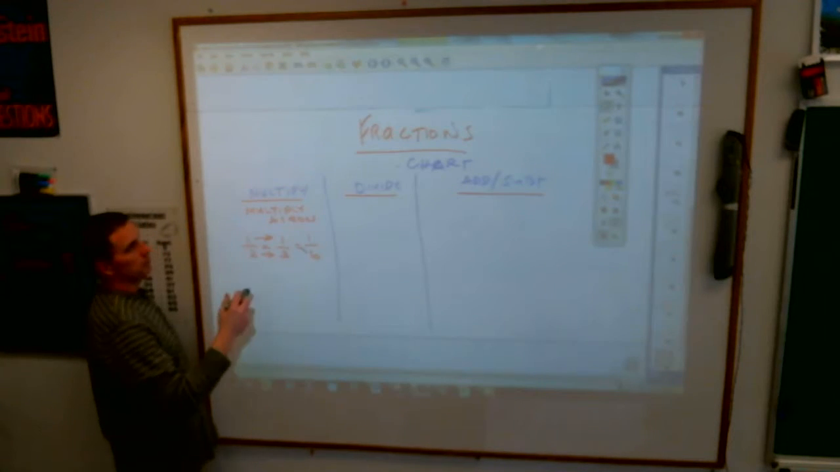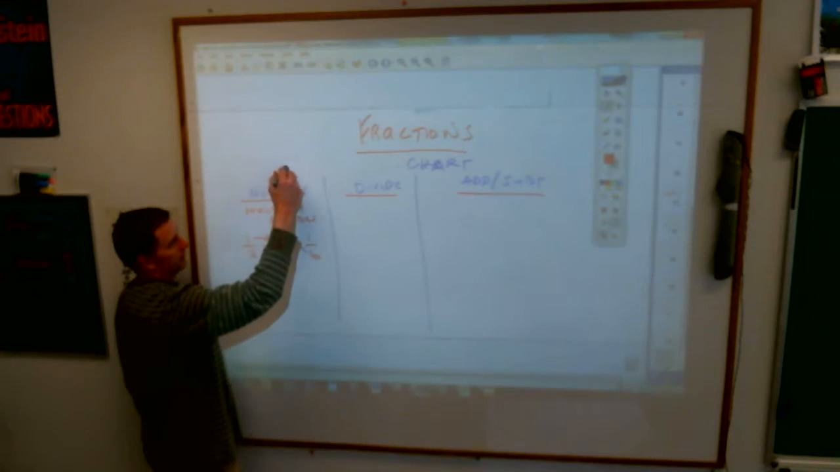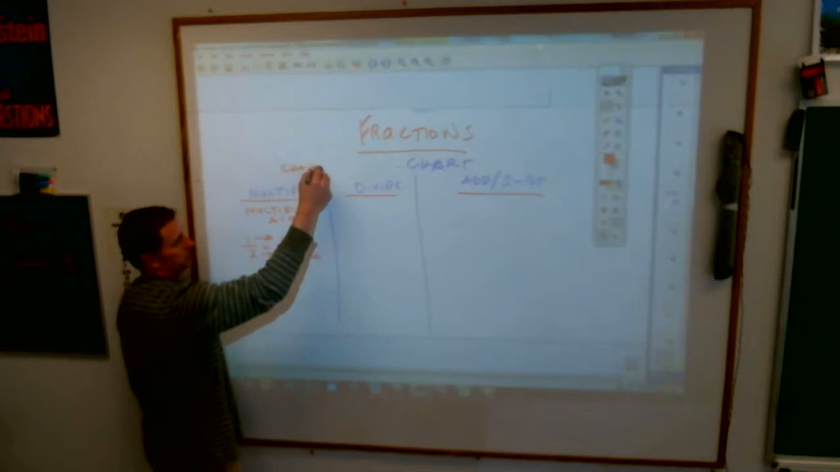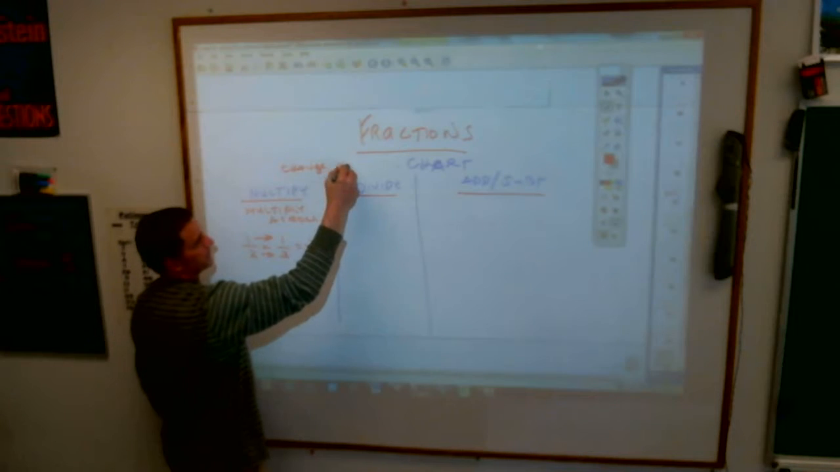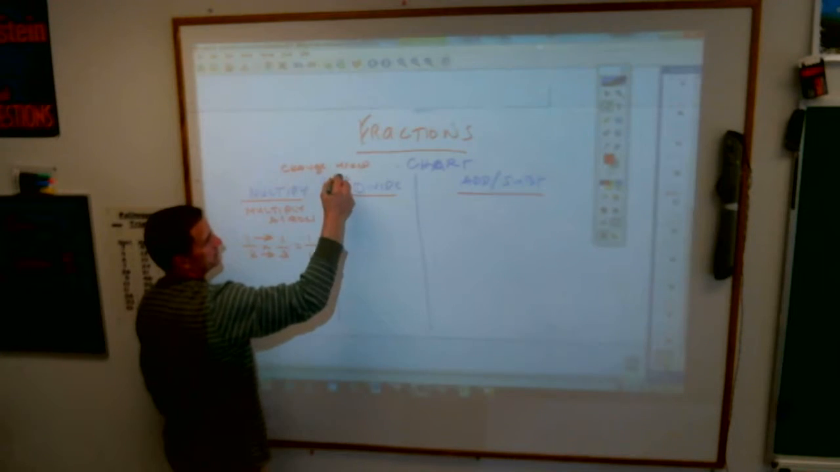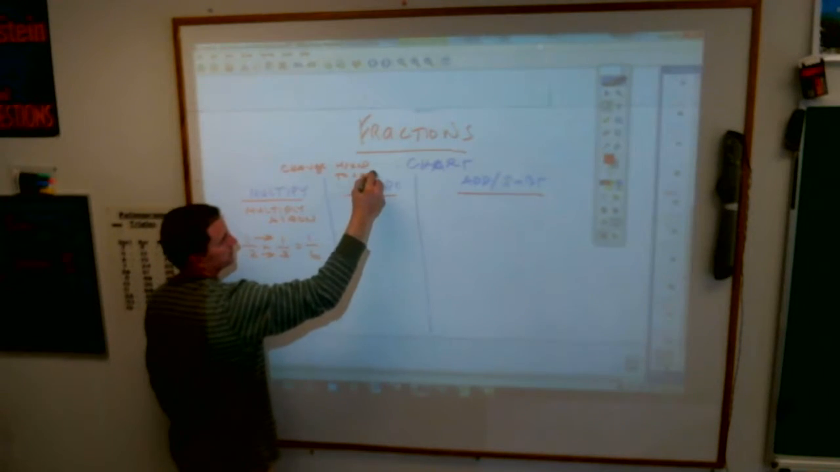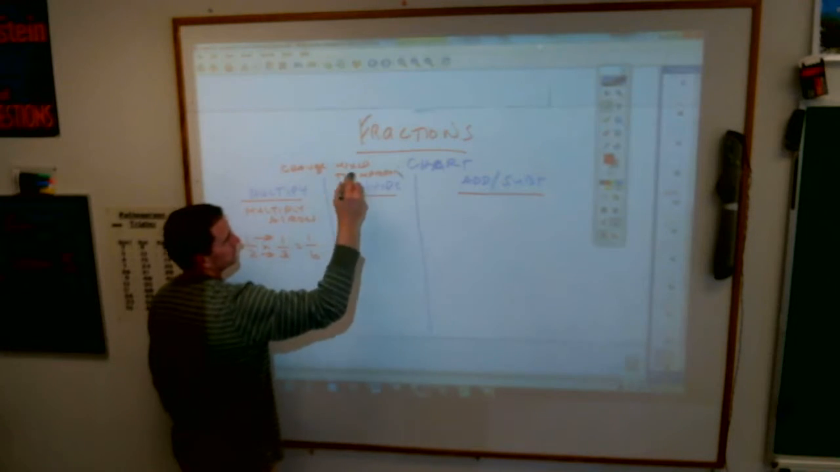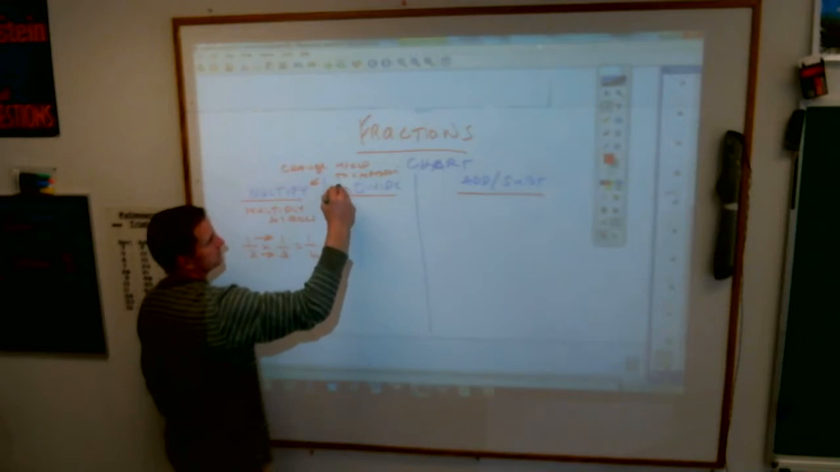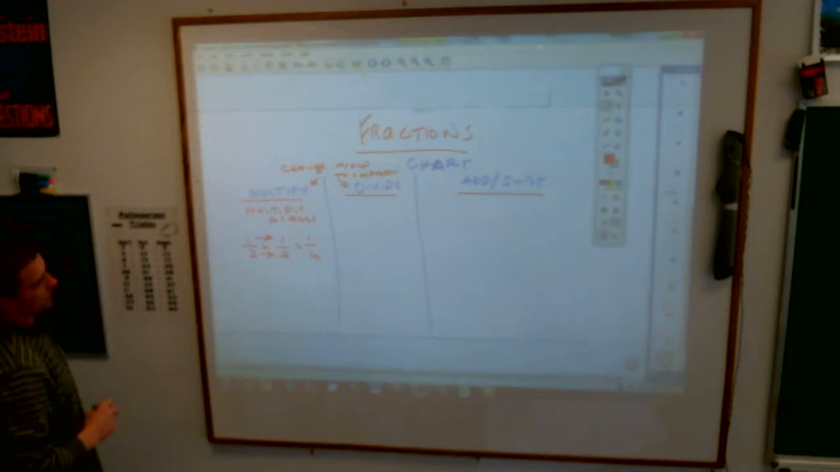Although, to make sure, when you do multiplying and dividing fractions, you have to change mixed numbers to improper. Change mixed to improper for these two. So there's multiplying fractions: you just multiply across.